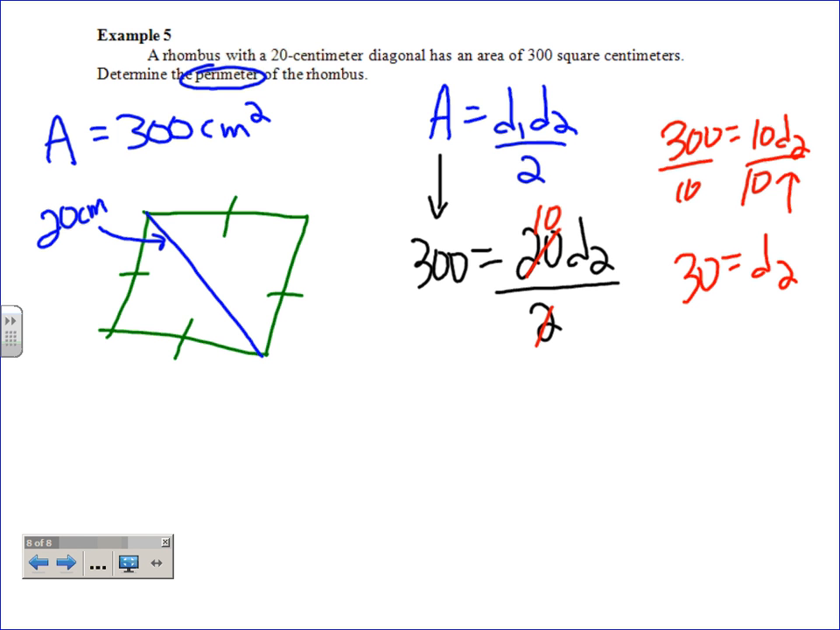So if I were you, I would draw that in the picture. I even drew it in red so that it's color-coded for you. And that's 30 centimeters. Why would we go through all that work if that doesn't even help me find the perimeter?